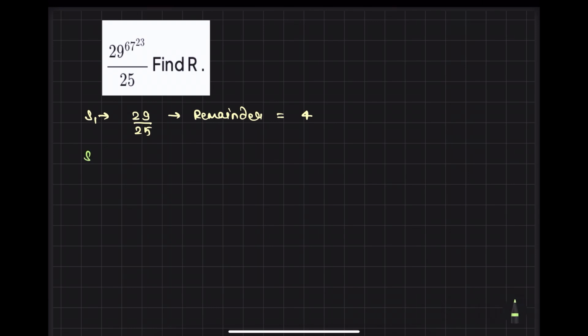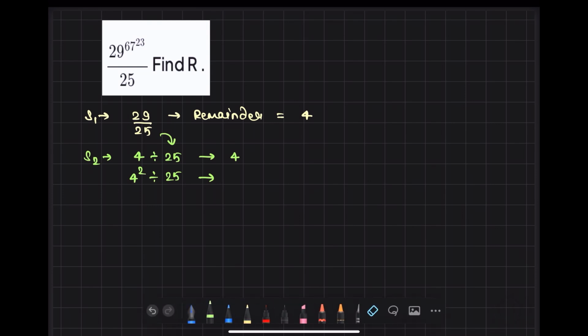Cyclicity means if we divide 4 by 25, we have to focus on the remainder. So this time we will get the remainder of 4 square divided by 25, and we will be in search of 1 or minus 1, correct? So we will stop at either 1 or 24, because if we get remainder 24, then we can write 24 as minus 1 also. Okay, so in this case 16, then 4 cube.